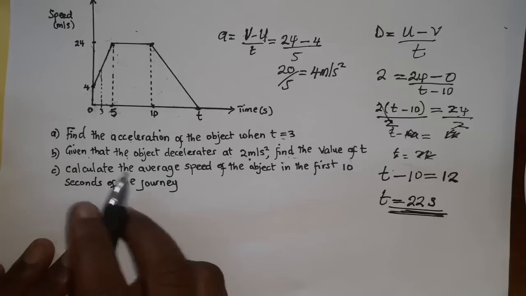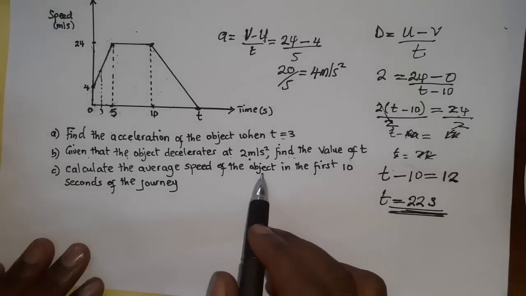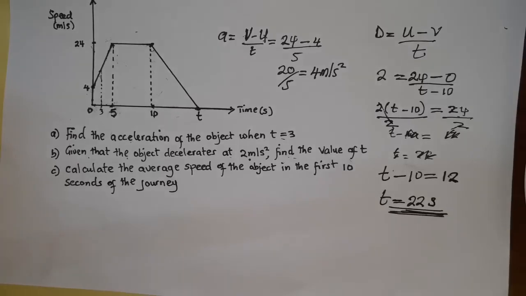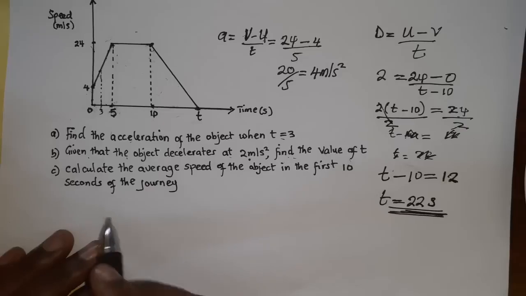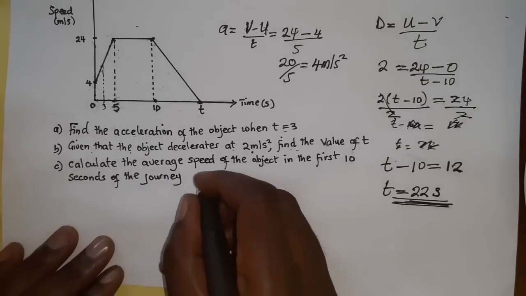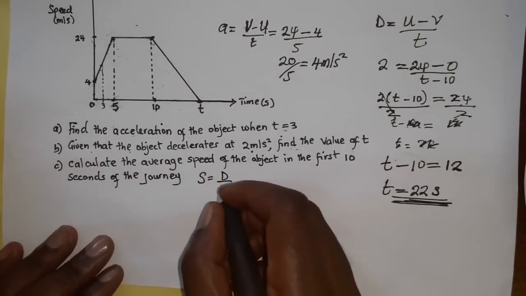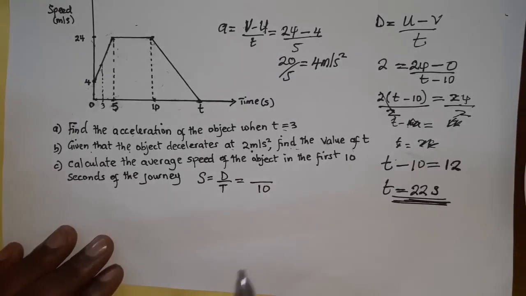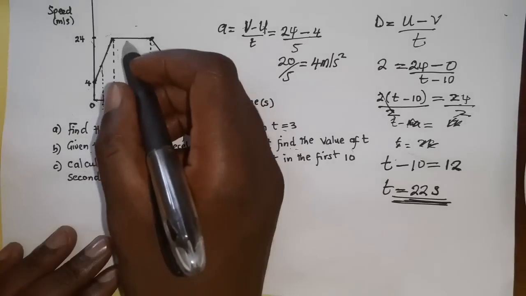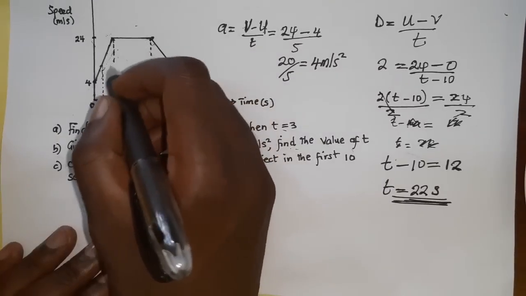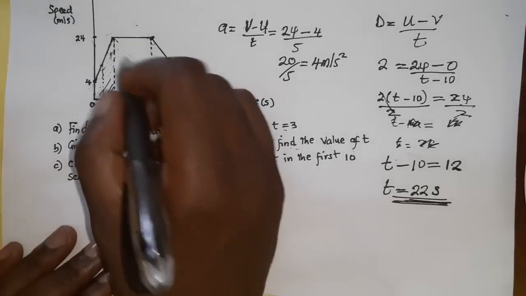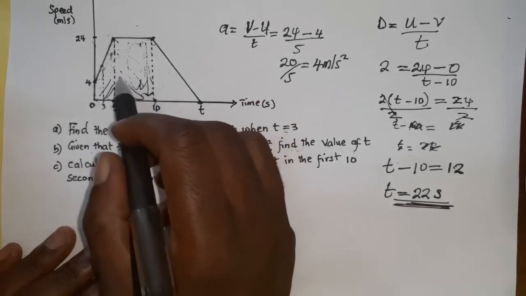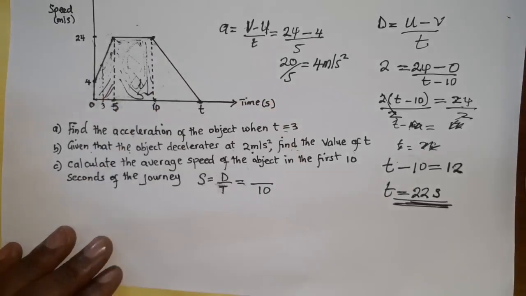Then the last one: calculate the average speed of the object in the first 10 seconds of the journey. First of all, as you may know, speed is equal to distance over time. Time, we already know it's 10. But the distance that was covered here, we need to find the area of this part, as well as this one. The first 10 up to here. So how do we find this one?